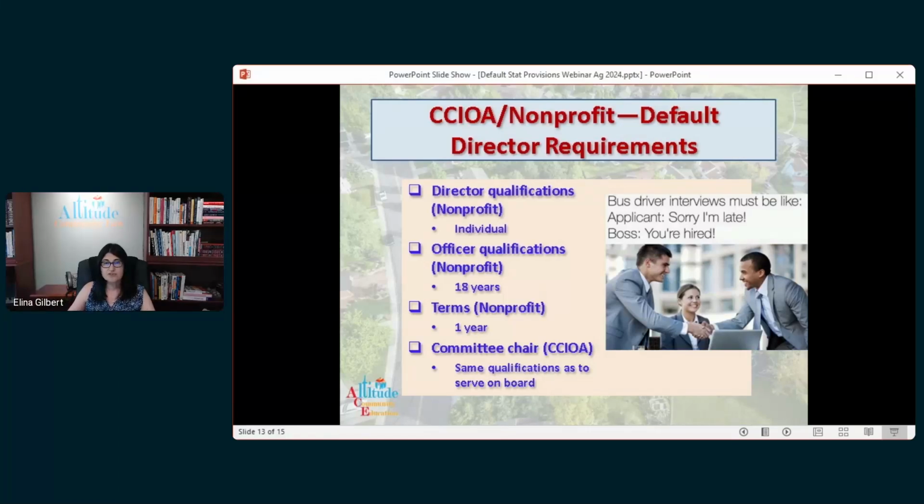Next is officer qualifications. So our president, vice president, secretary, treasurer, they have to be over 18 years old and an individual. Now we're talking, right? So you have to be an individual, and you have to be at least 18 years old. But other than that, again, you could be the garbage man who's driving through the community on a weekly basis. You could be anybody, as long as you're 18.